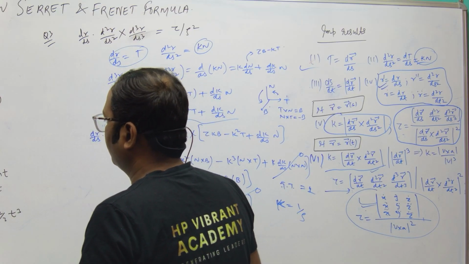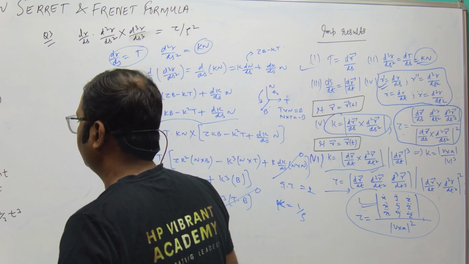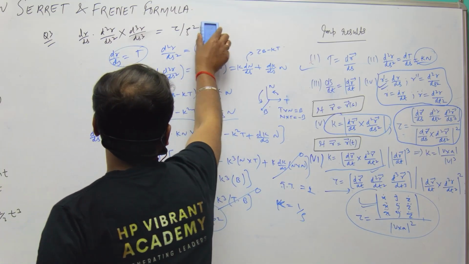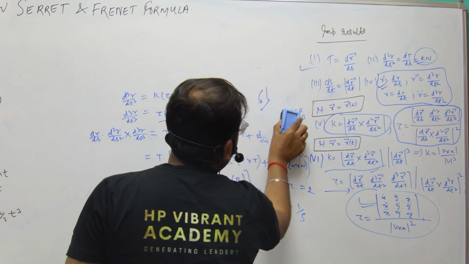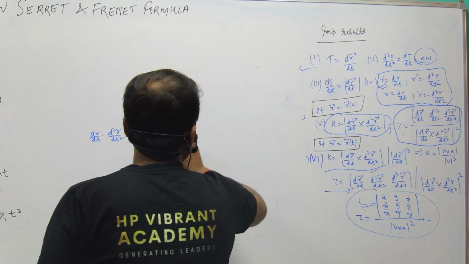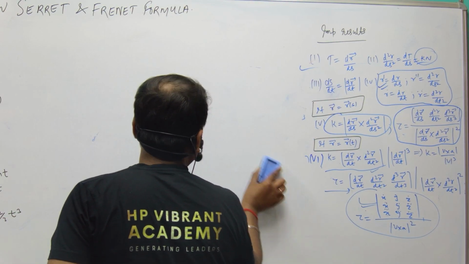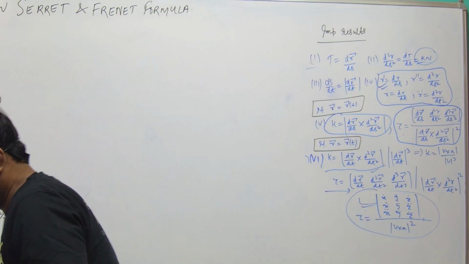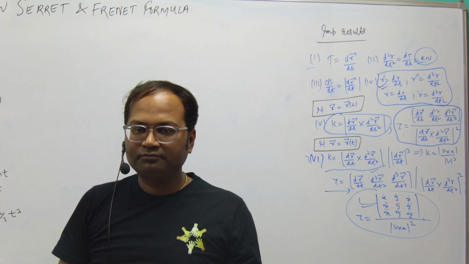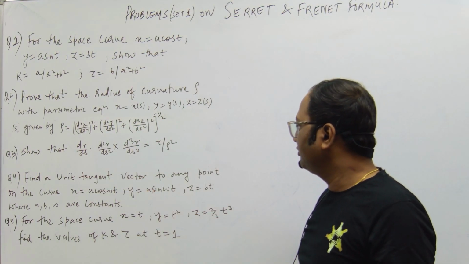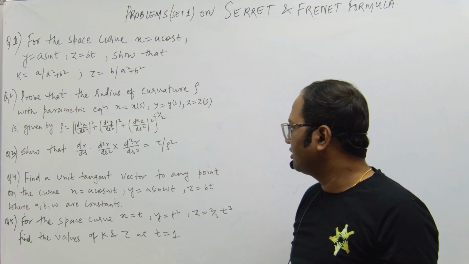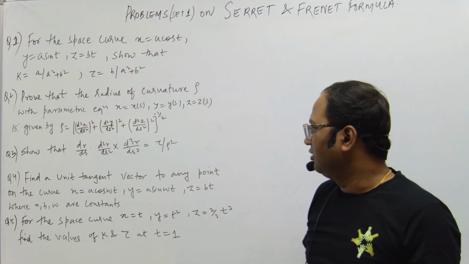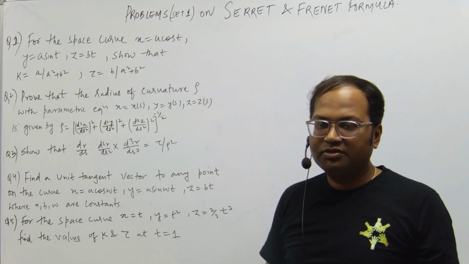Let us discuss question number 4. In question number 4, we have to find a unit tangent vector at any point on the curve x equal to a cos omega t, y equal to a sin omega t, and z equal to bt, where a, b, and omega are constants. Solve this.